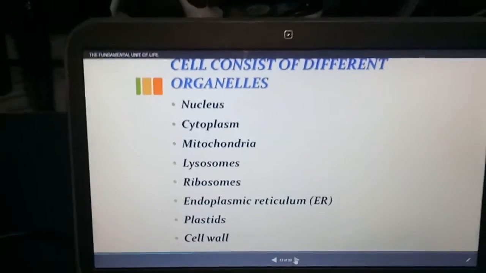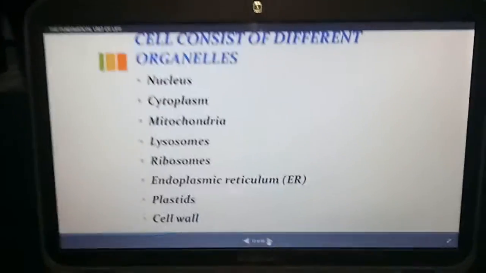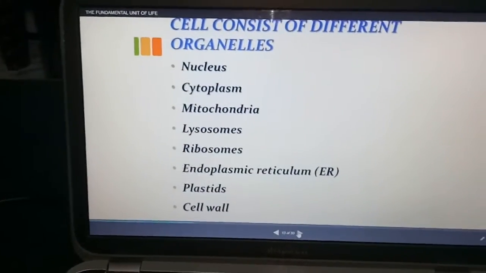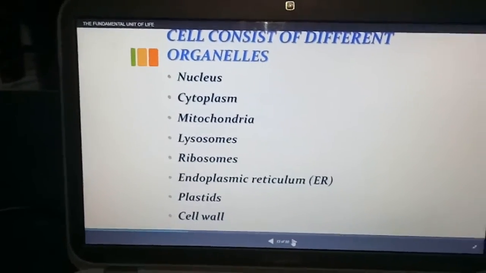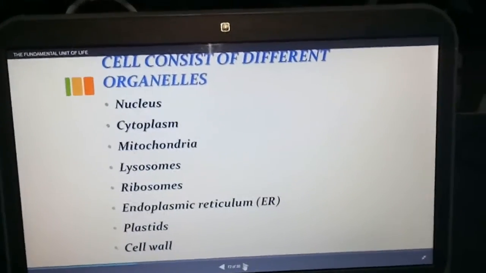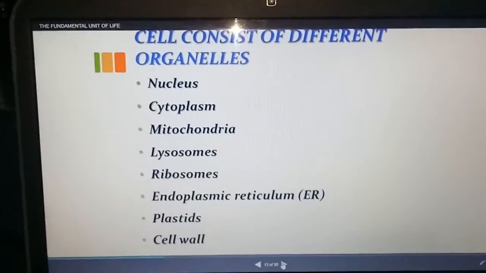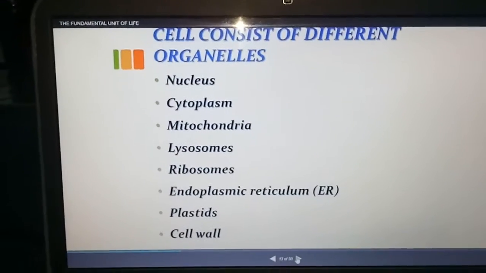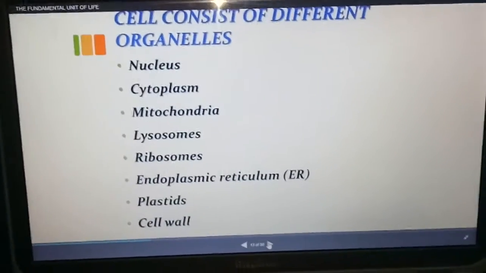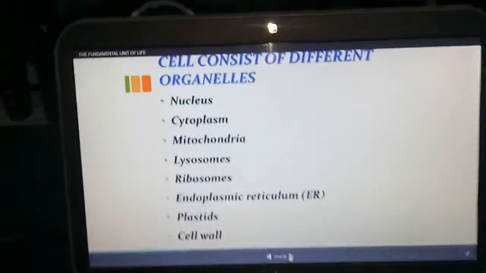A cell consists of different organelles. What are the organelles present in the cell? First is the nucleus, second is cytoplasm, third is mitochondria, fourth is ribosome, fifth is endoplasmic reticulum, and sixth is plastids.